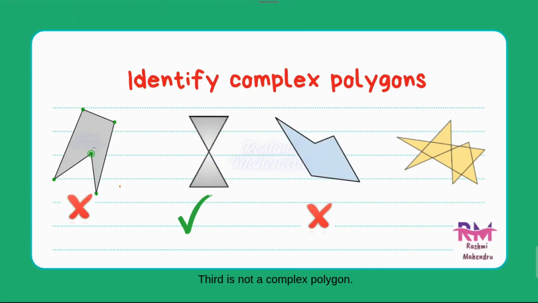Third is not a complex polygon. You may mention the reason in the comment section. And fourth one is indeed a complex polygon.